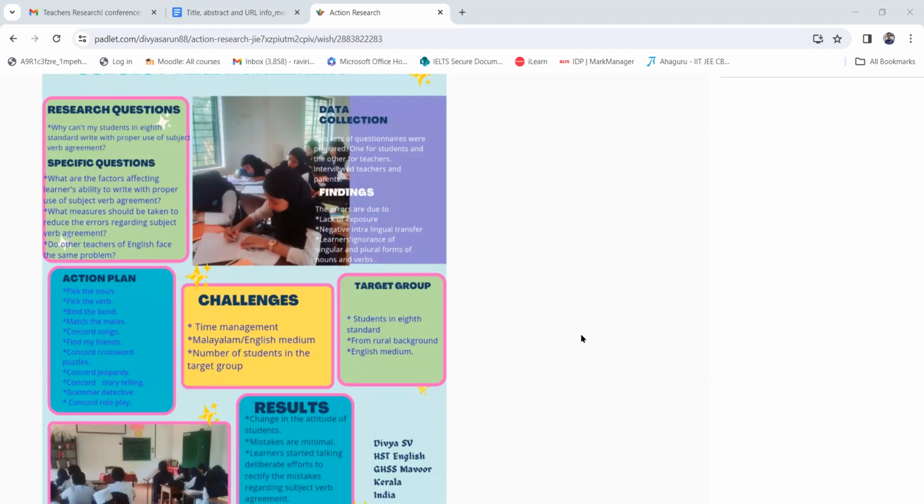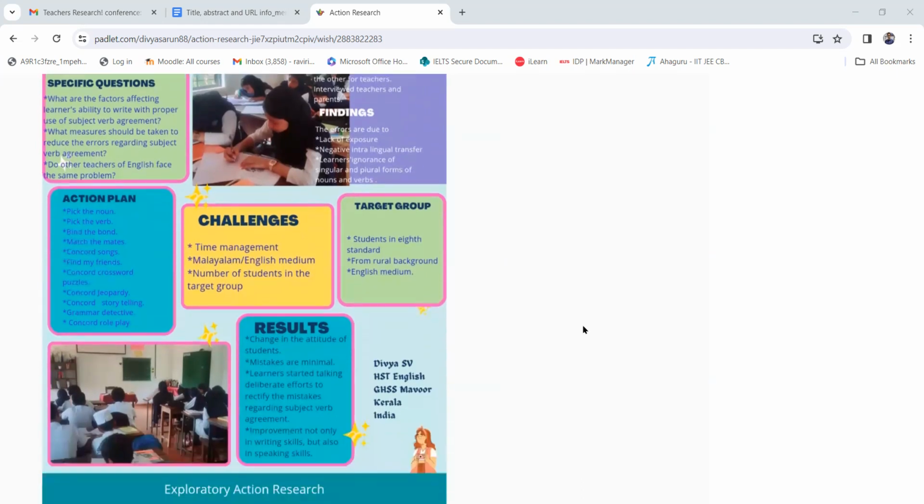So keeping all these observations and questions in mind, we prepared an action plan for 12 weeks. We planned 12 activities, one for each week, including very simple activities at first, and then we graded those activities from simple to complex and known to unknown.